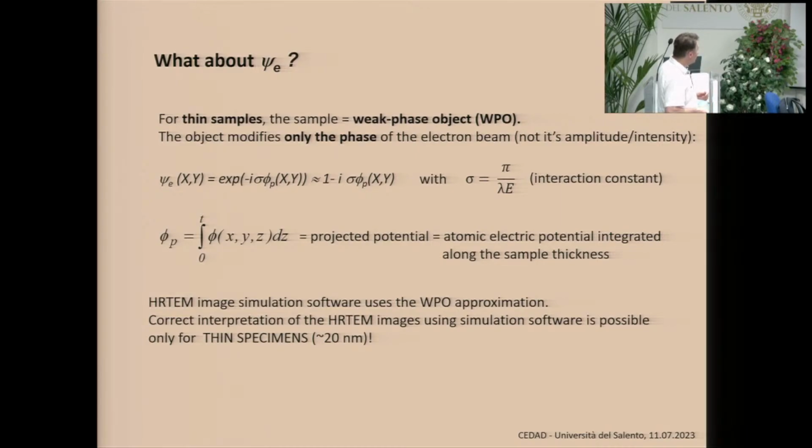So a high resolution TEM image can be correctly interpreted only if we are in situations where the sample works as a weak phase object. So for very thin samples, the correct interpretation of the HRTEM images is only done with the help of image simulation software. And this software is based on this condition of weak phase object, so it's applicable only to very thin samples, and I suggested here values like tens of nanometers.